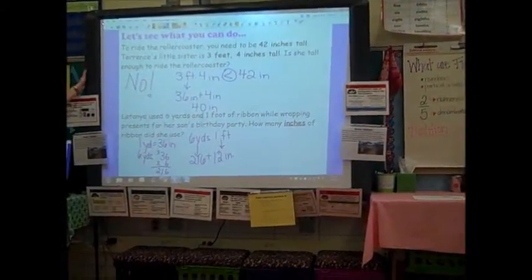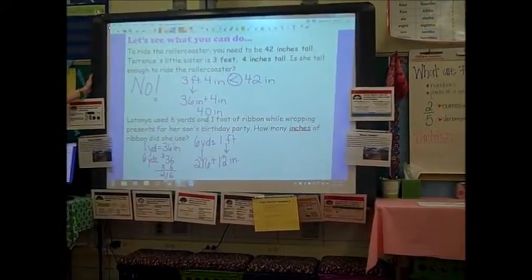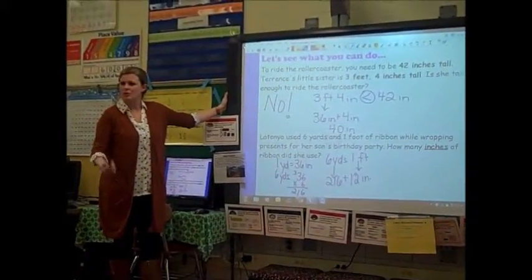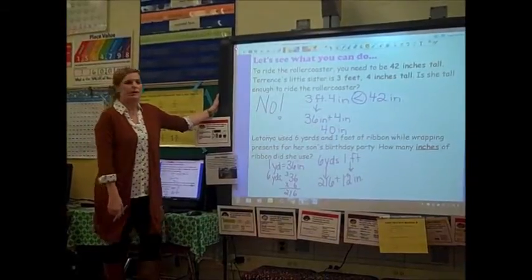This isn't huge on Park, but I think it's big in life. They need to know this stuff. We spent a little extra time on telling time, elapsed time. They need to know this stuff for life. You need to know how to read a clock.